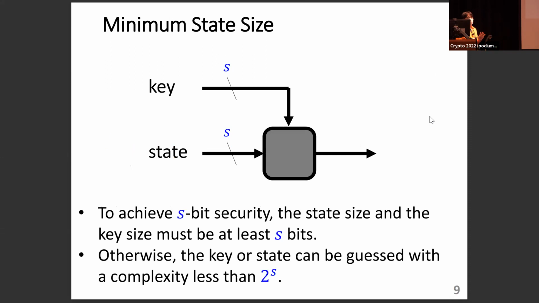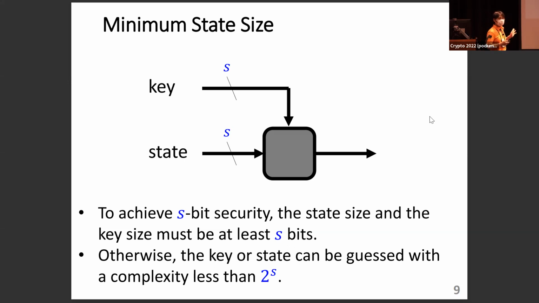And so first, let's discuss the minimum state size, I mean, the lower bound of the state size. Let S be the target security, like S is 128 in a real use case. So we need at least S bits of the key and S bits of the state. Otherwise, the adversary can directly guess the key or state with complexity less than 2 to the S. So S bit security is not achievable.